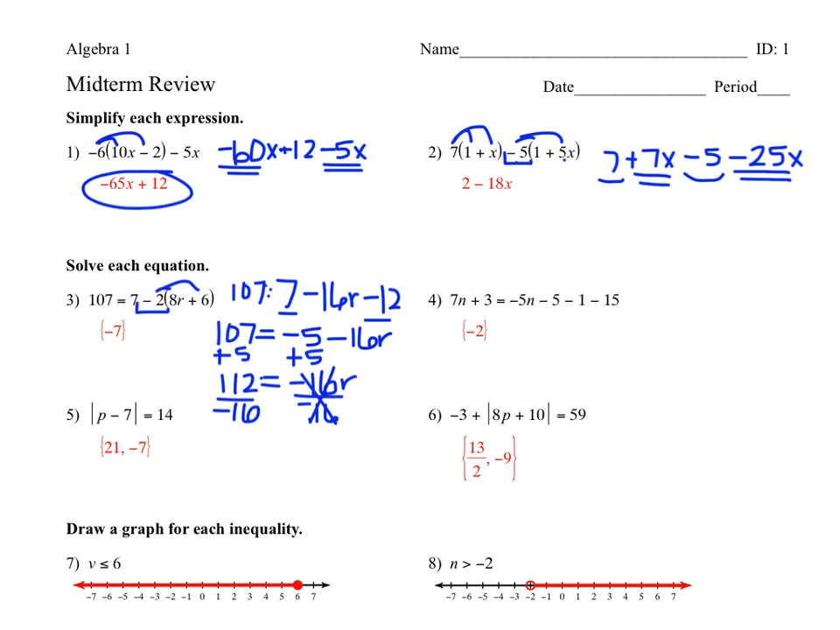All right, question 4. There's nothing to distribute, but there are some like terms to combine. All of these numbers on this side, I can just add those together. So negative 5 plus negative 1 plus negative 15. So my problem is going to say 7n plus 3 equals negative 5n minus 21. Now I want my variables to be together on one side, over here on the left. So I'm going to have to move this negative 5n, and because I'm moving it across an equal sign, I have to change the sign. So plus 5n. That's going to give me 12n plus 3 equals negative 21.